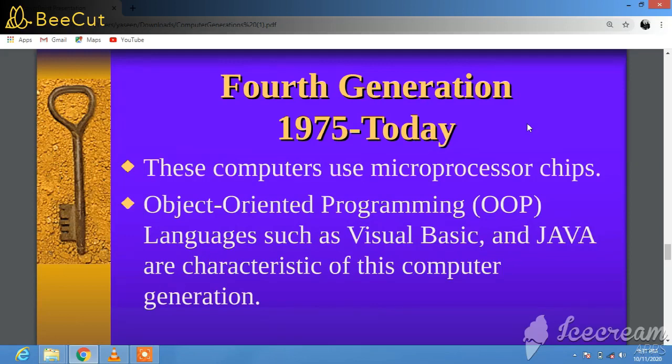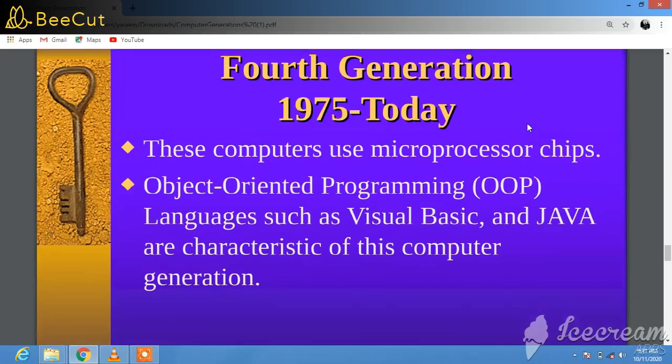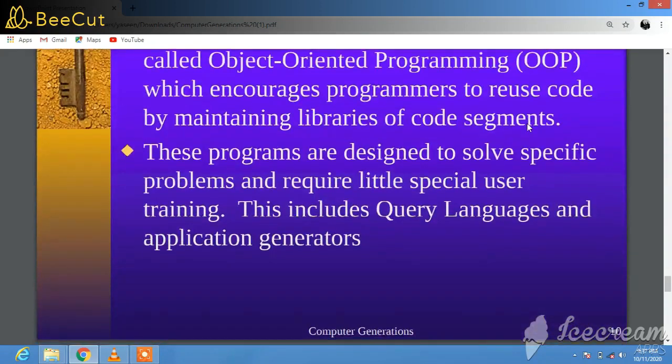They had faster and larger primary and secondary storage as compared to the third and second generation. Fifth generation starts from 1980 and continues till date.